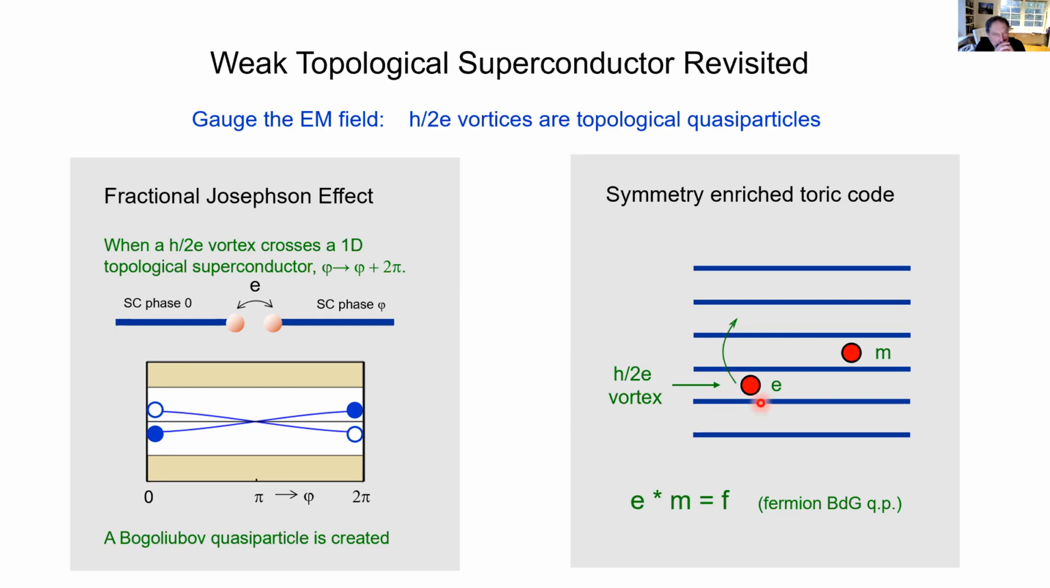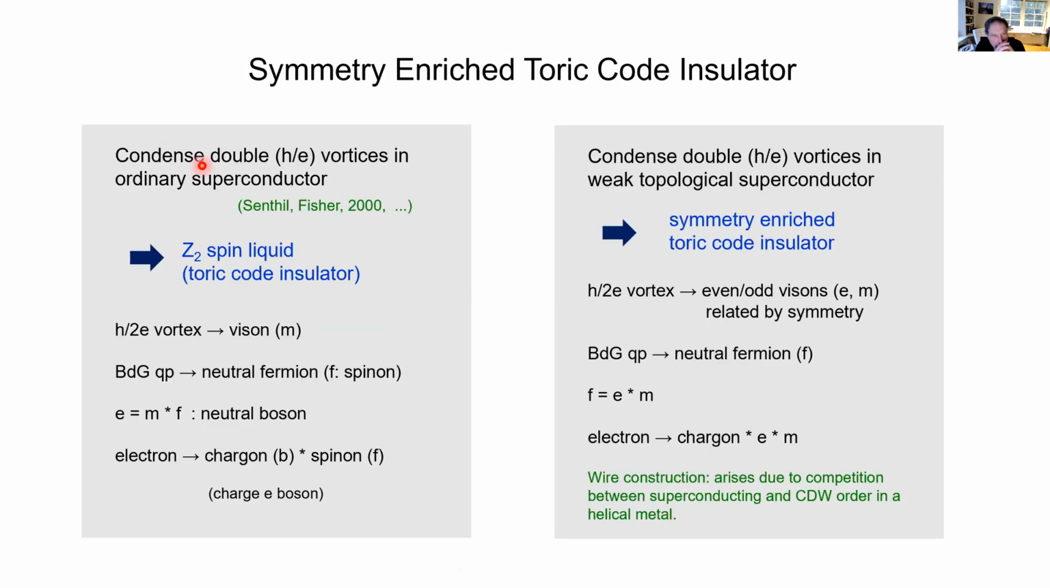And one way of thinking about that is that you can get to an insulator from a superconductor by condensing vortices, okay? And in particular, if you condense double vortices, then you leave the original vortices behind as topological quasiparticles. And so this is an old idea, dating back to the old days of Senthil and Fisher, that if you condense double vortices in an ordinary superconductor, then you get a Z2 spin liquid, or you could think of that as a toric code insulator, where you condense the double vortices, but you still have single vortices that remain as topological quasiparticles. The single vortex becomes the boson of the Z2 spin liquid, whereas a Bogoliubov quasiparticle, which picks up a minus sign when it goes around a vortex, is a neutral fermion, which becomes the spinon.